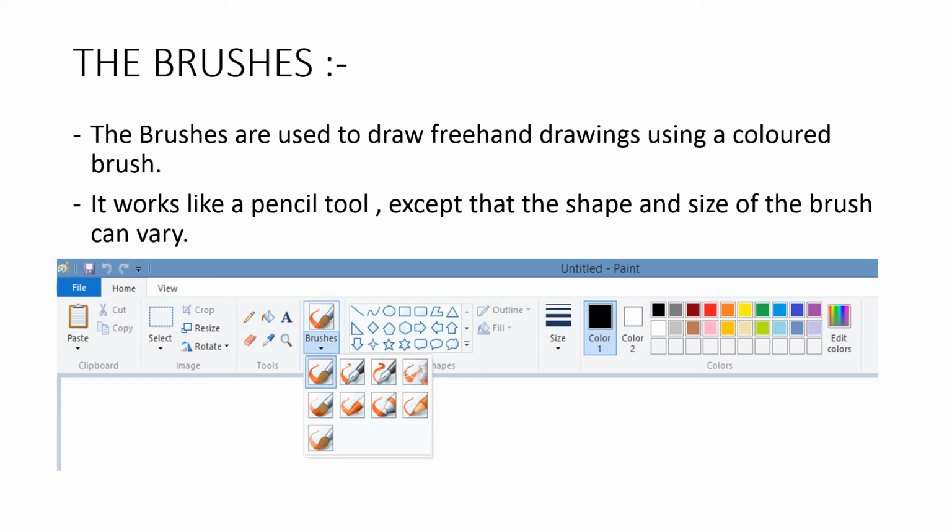The brushes are used to draw freehand drawings using a colored brush. Okay, a colored brush, as in how you use your painting brushes on the canvas to draw a drawing. Similarly, in this paint application, at the top of the ribbon, inside that ribbon there is one section, a group of brushes, there is an option of brushes beside the shapes group. Okay, and there is also a drop down arrow present on that brush.